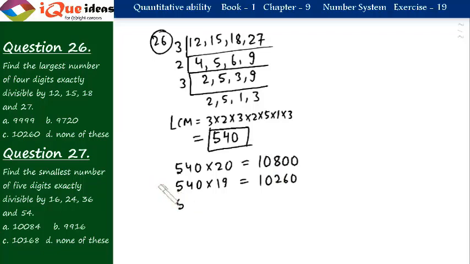So the next, lower one would be 540 into 18. That would be 540 less than this number. So it is 9720. So 9720 is the largest 4-digit number which is divisible by all of these numbers because it is a multiple of 540. So this is our answer.